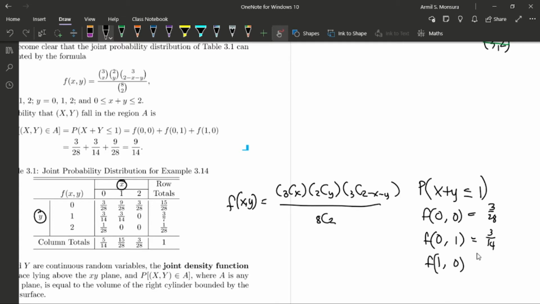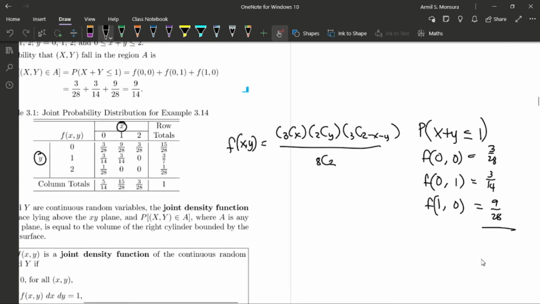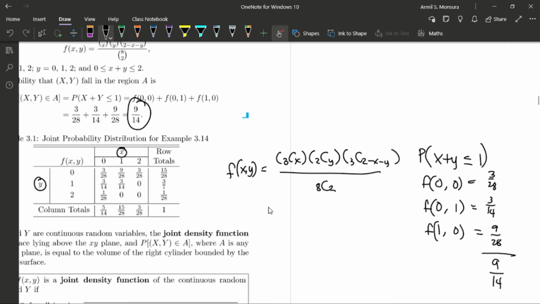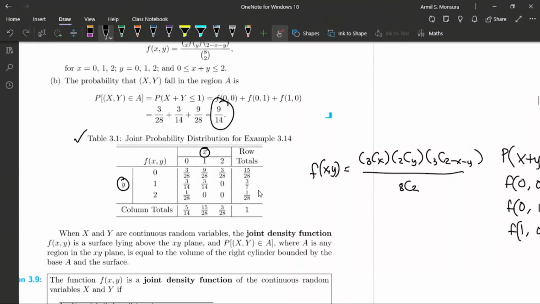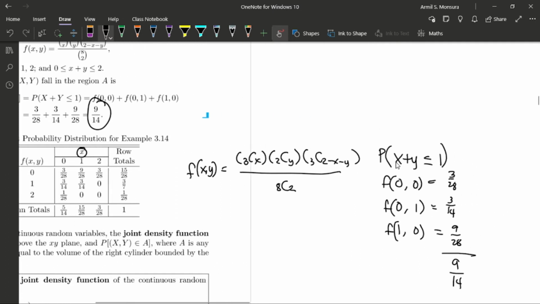3 over 14, while f of 1, 0 is 9 over 20. 9 over 28. So when we add them, that results to 9 over 14. Okay? So that's the probability that your sum is within this region.